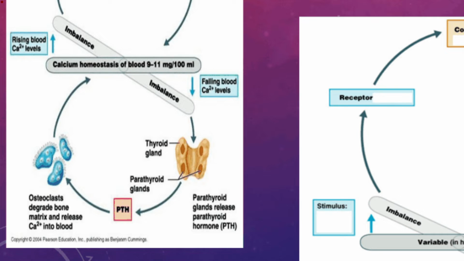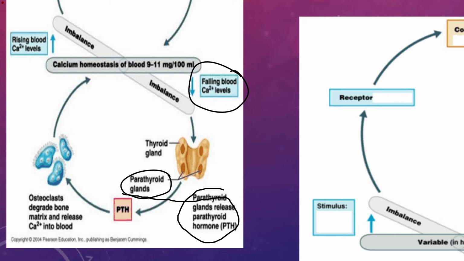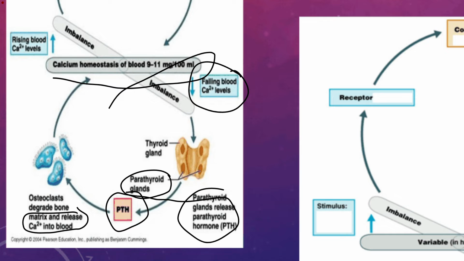Okay, let's say you've been having Twizzlers and Coke all weekend. What happens to your blood calcium levels? They fall. The sensor or receptor for that this time is the parathyroid gland. As a control, the parathyroid gland releases parathyroid hormone. That stimulates the bones to break down and release calcium. And then we go back to normal blood calcium levels. This is also a negative feedback mechanism.